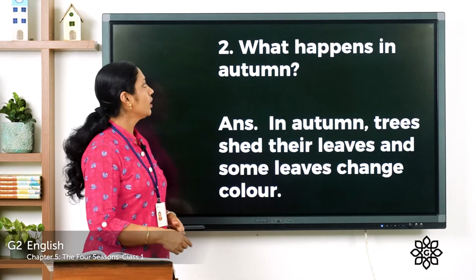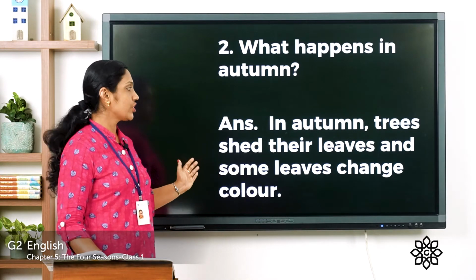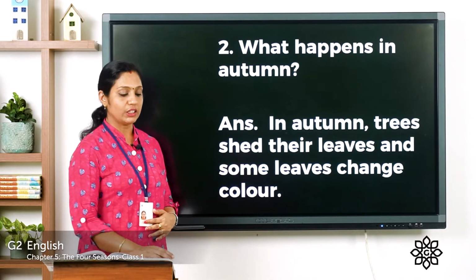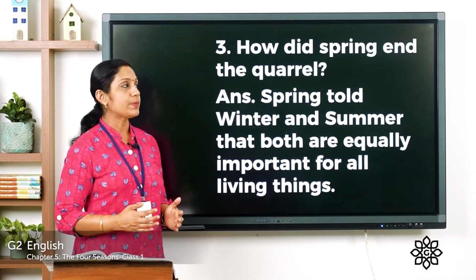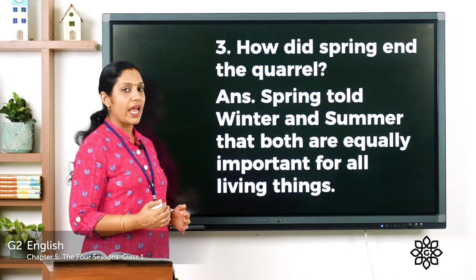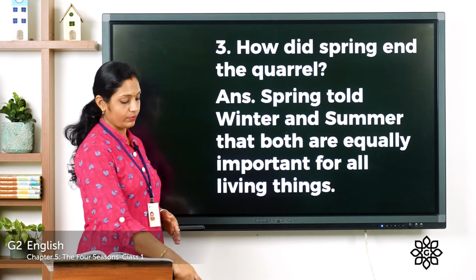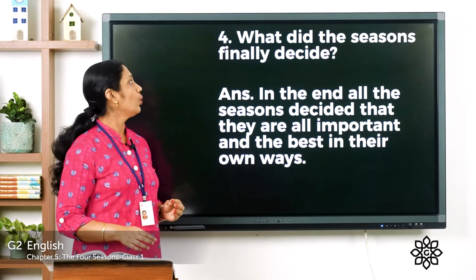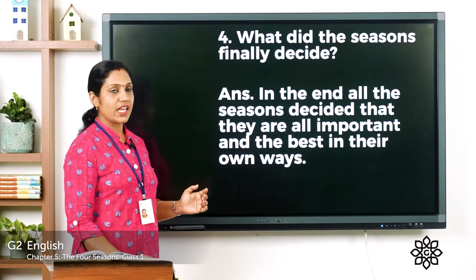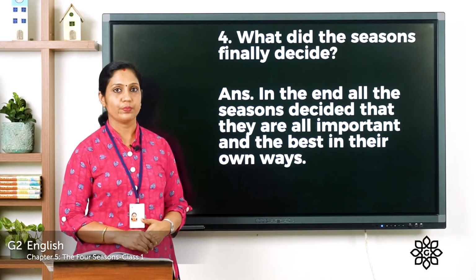Second question. What happens in autumn? And the answer, in autumn trees shed their leaves and some leaves change color. Moving on to the third question. How did spring end the quarrel? The answer, spring told winter and summer that both are equally important for all living things. Fourth one, what did the seasons finally decide? In the end, all the seasons decided that they are all important and the best in their own ways.